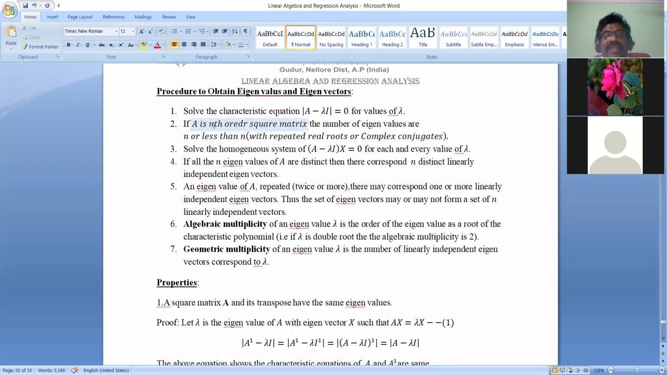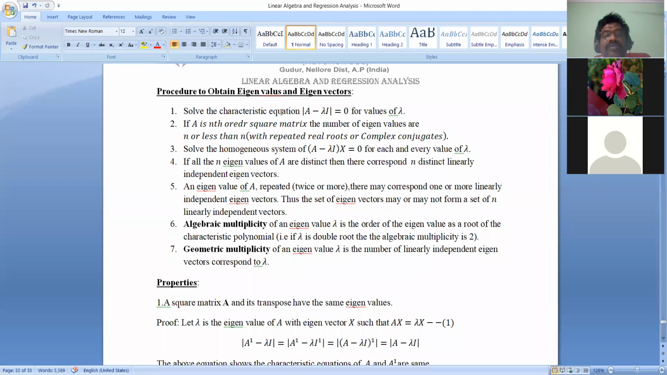If A is the nth order square matrix, the number of eigenvalues is n or less than n. Less than n happens only with repeated real roots or complex conjugates as the roots. Suppose A is a 3 by 3 matrix and two roots are equal, then we have only two eigenvalues, so one is the repeated value in that. So this is the way.